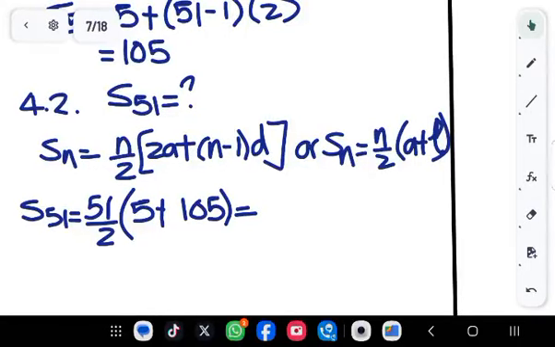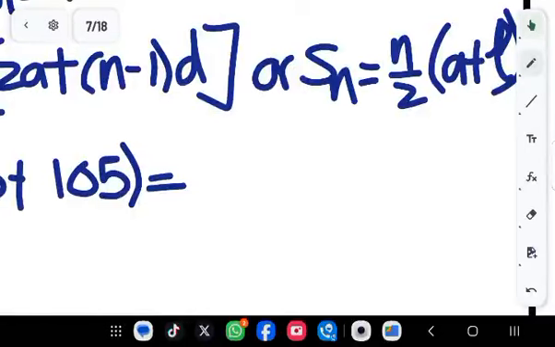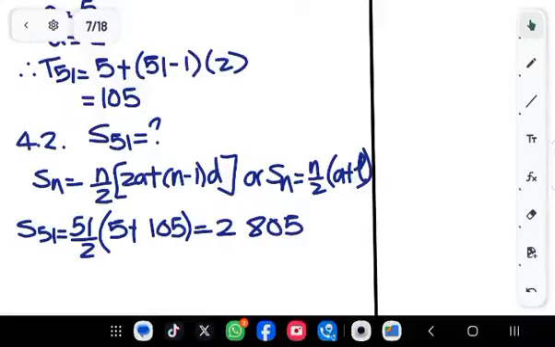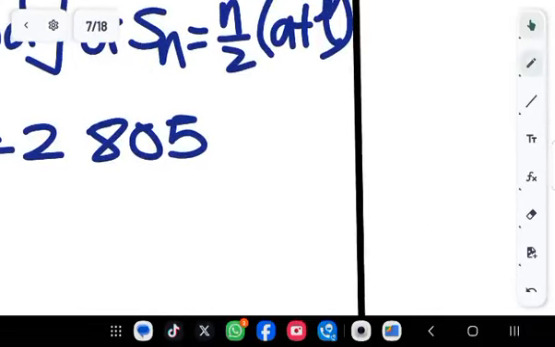That is the common fraction button, 51, downward arrow to right arrow, open bracket, 5 plus 105, close bracket, equals, and that gives us an answer of 2,805. Sorry, yes, 2,805. That's method 1.